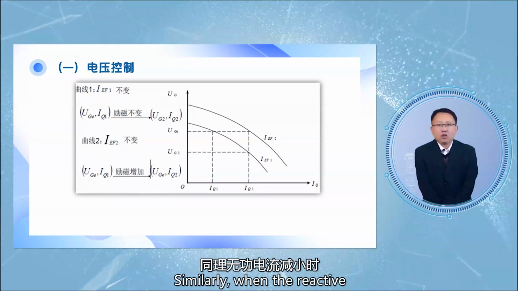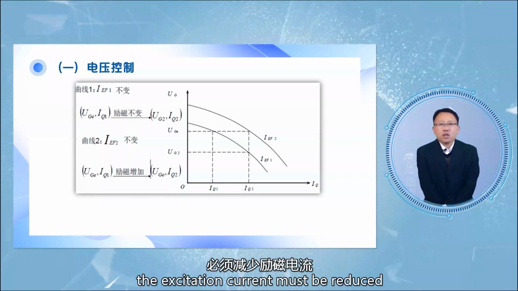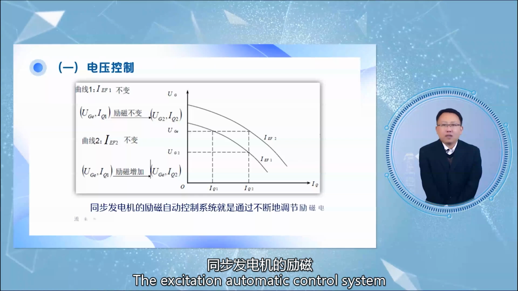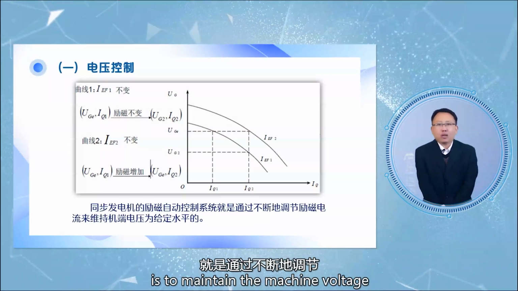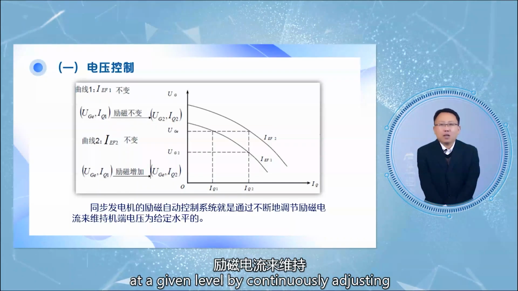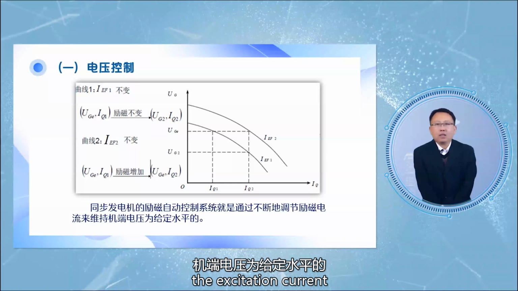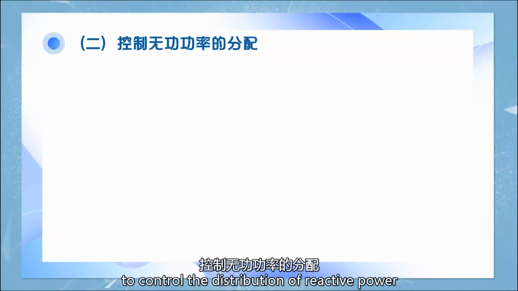Similarly, when the reactive current decreases, UG rises and the excitation current must be reduced. The excitation automatic control system of the synchronous generator maintains the machine voltage at a given level by continuously adjusting the excitation current. The second aspect is to control the distribution of reactive power.